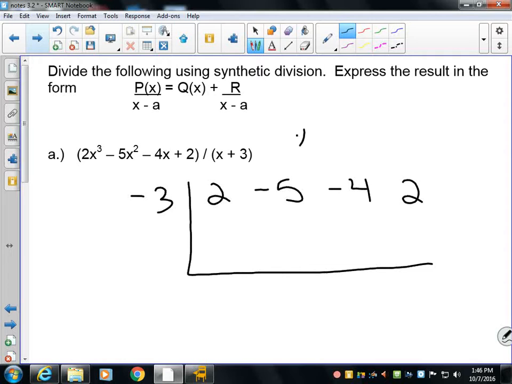Cheyenne, help me out here. What goes up here? And then over here? Good. You just set x plus 3 equals 0, and that gives you x equals negative 3. That's how we get it there.